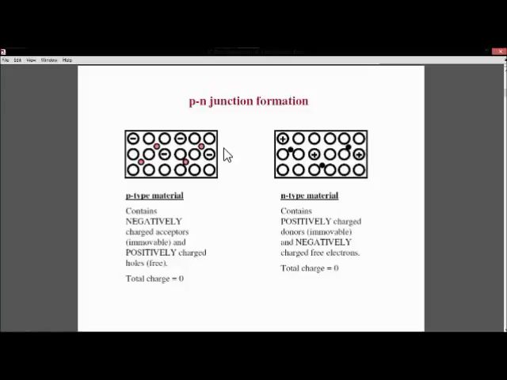Now coming to the doping part. P-type material contains negatively charged acceptors and positively charged holes, so the total charge is 0, remaining equal and making the substance neutral. Similarly, N-type material is also neutral because it contains positively charged donors and negatively charged free electrons, so the total charge is also 0. Now what would happen if the N-type and P-type materials are brought into close contact with each other?